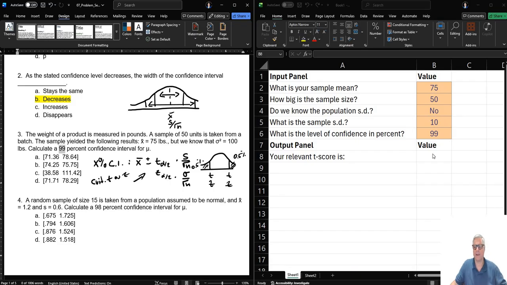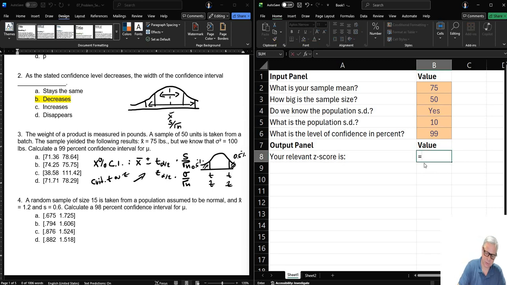So the way we can do that now in Excel, we will say, again we need an if, because it depends whether we know the population standard deviation or not. So we will say equals if this answer to the question, do we know the population standard deviation, is equal to yes. Then we have to use the z-score.